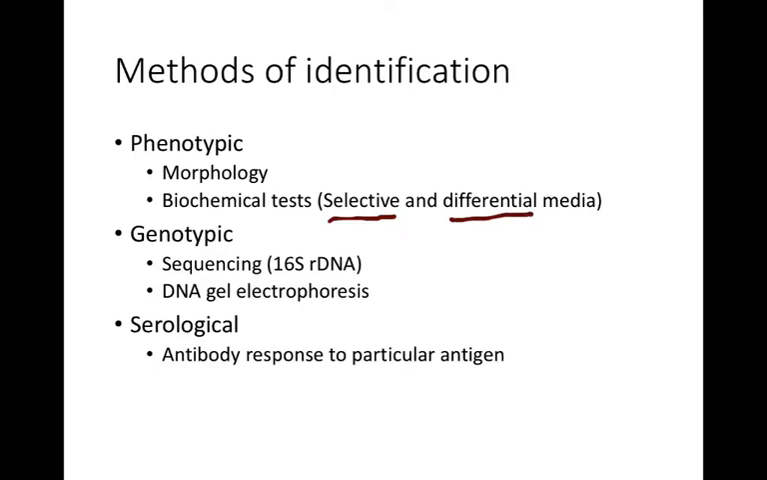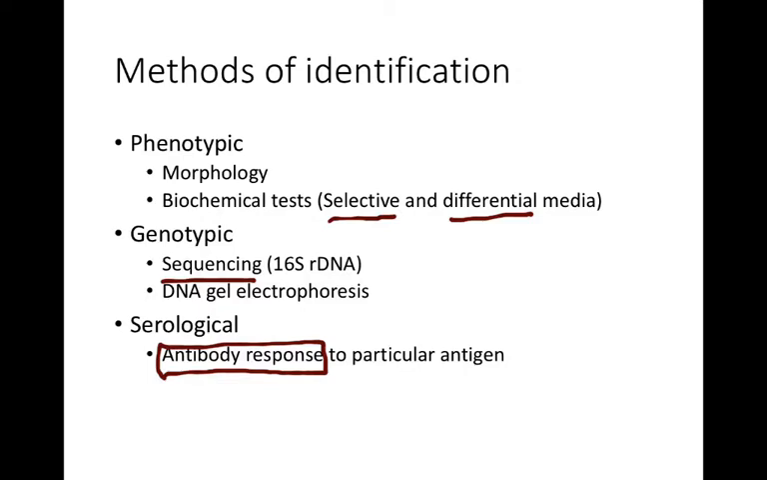More recent advances both in immunology and in genetics have led to techniques that allow us to identify microorganisms based on their response to an antibody or the antibody's response to the microorganism, and these are known as serological techniques. And then genotyping based on the sequence of what's known as the 16S rDNA. This is a piece of DNA that encodes the 16S rRNA, which is a subunit of the ribosome.